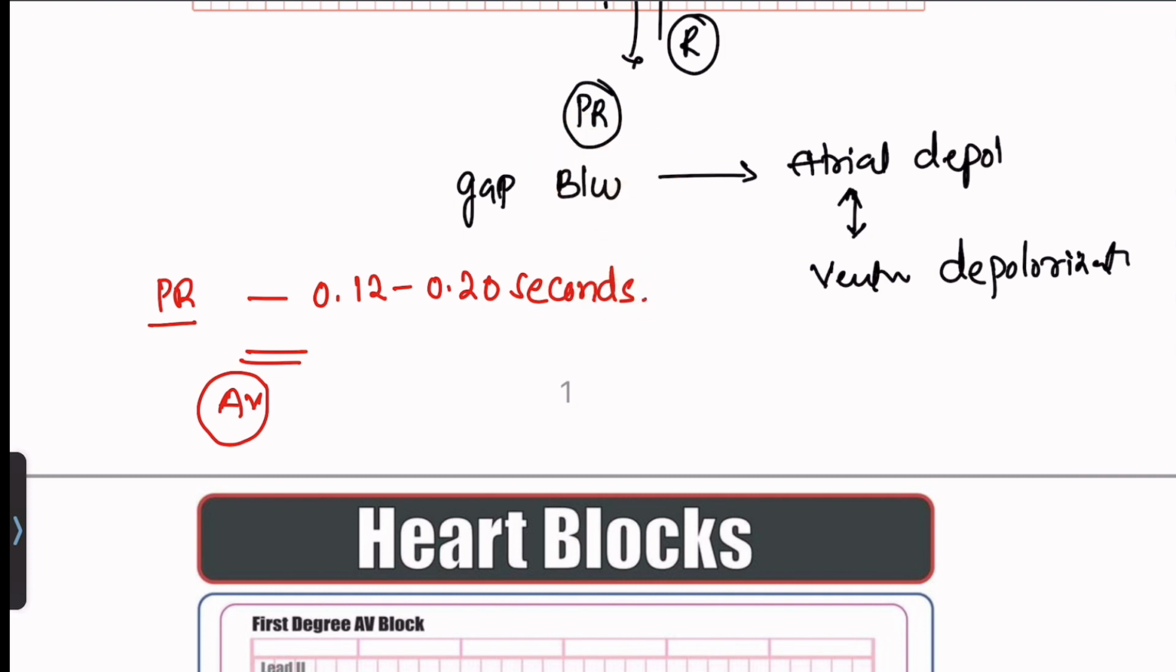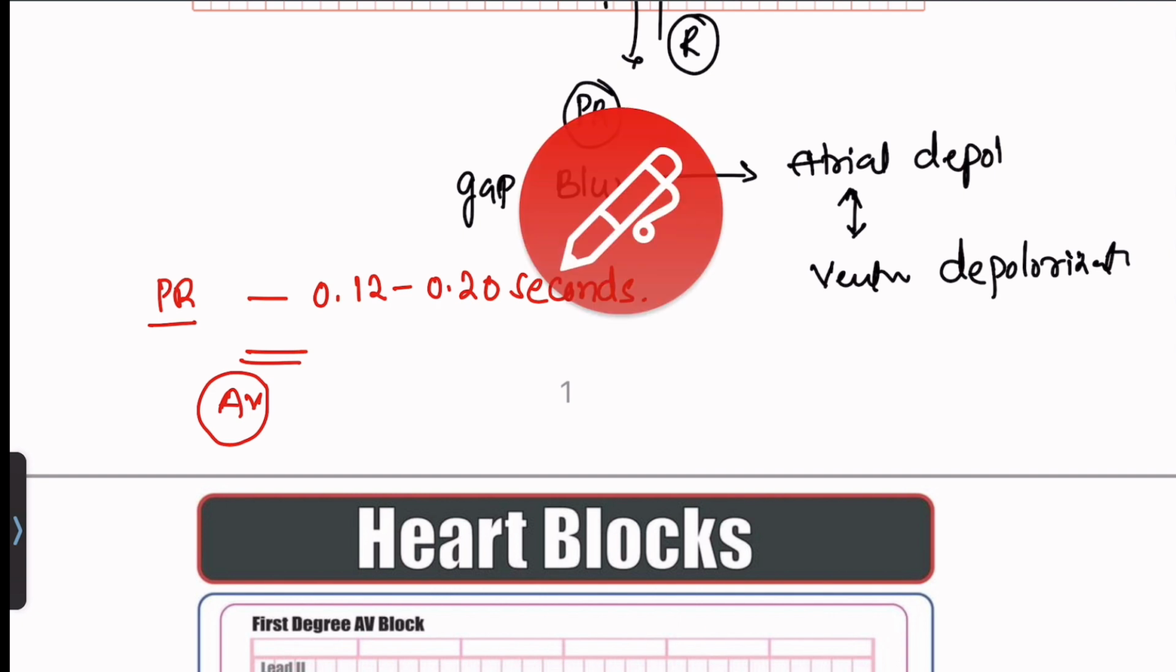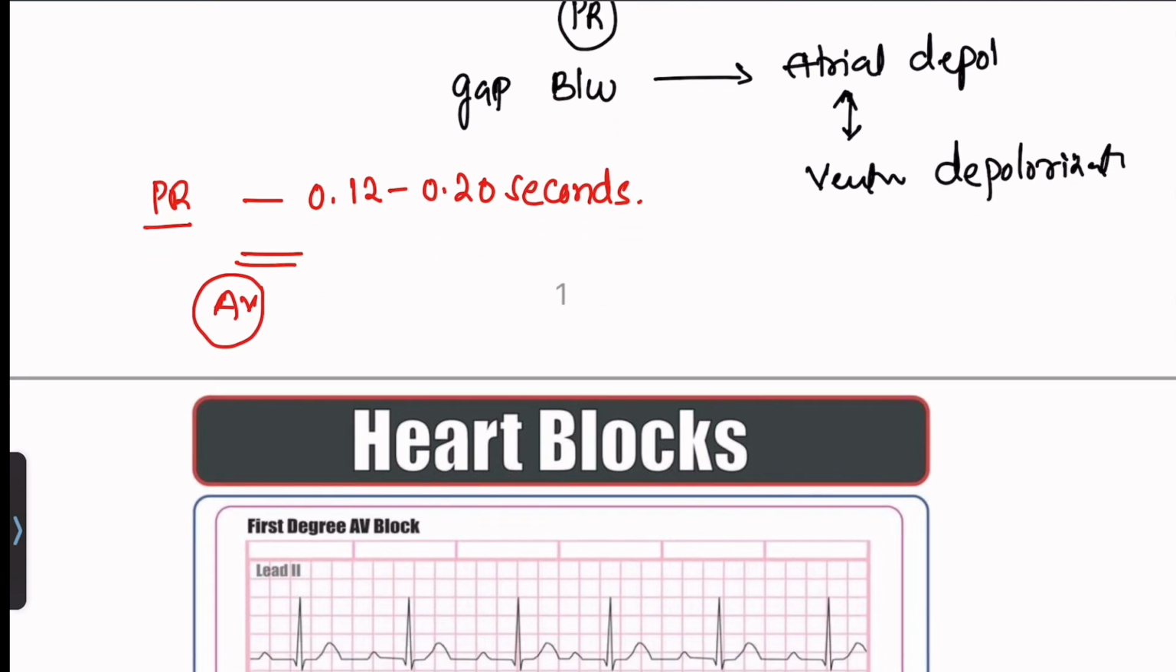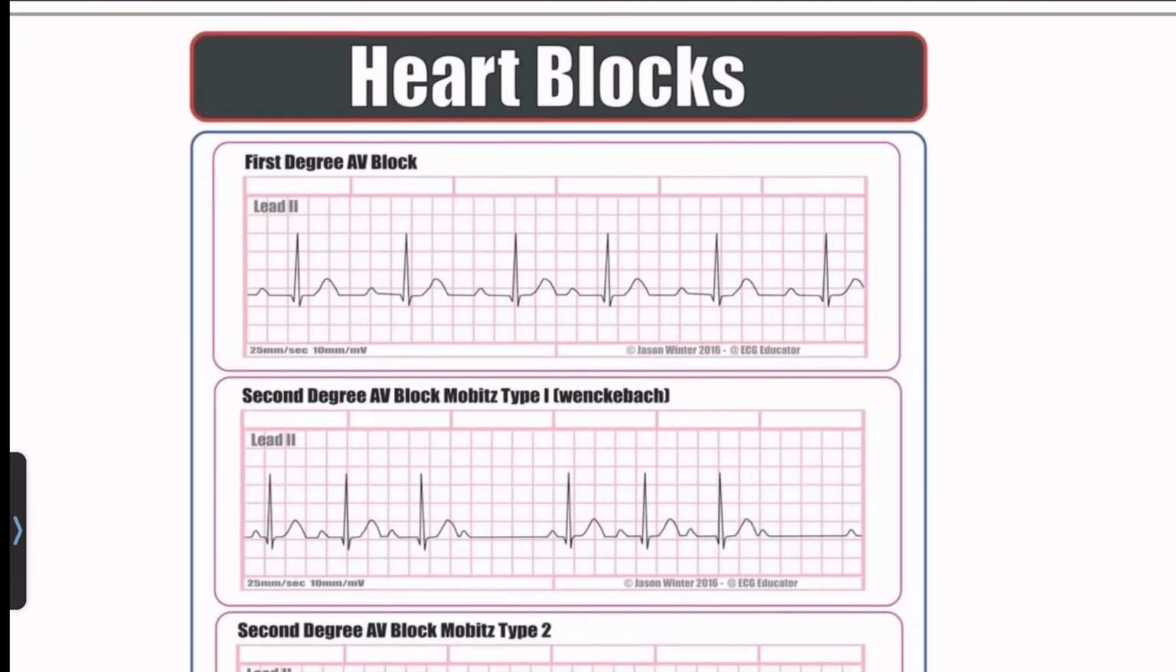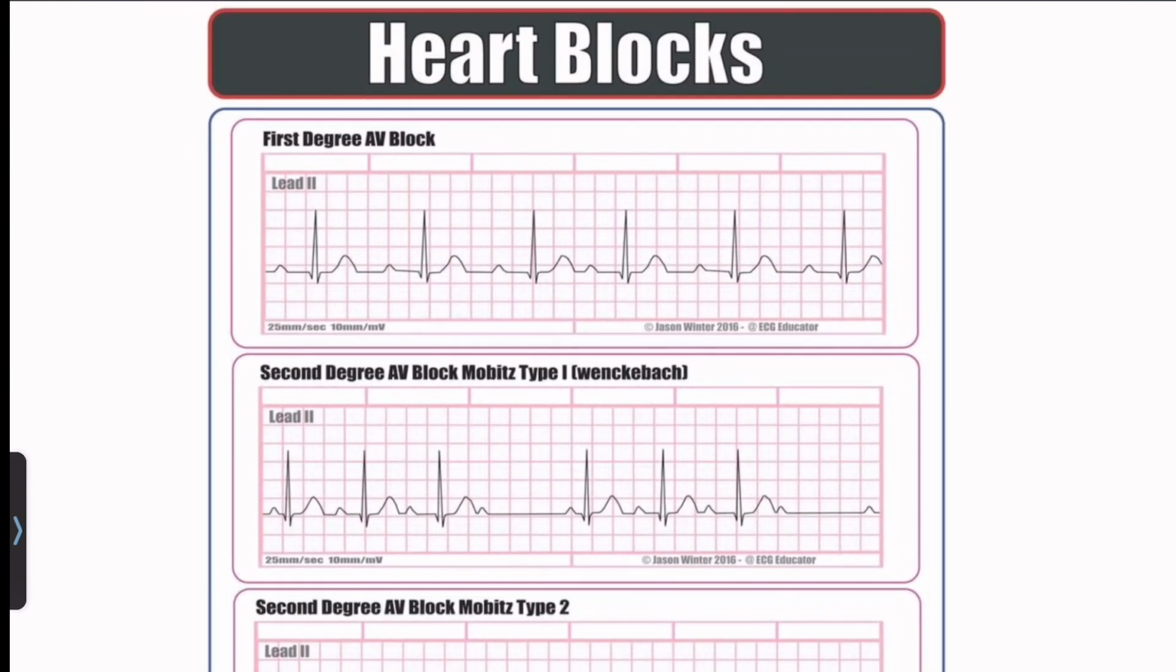So in AV blocks, based on the degree of block and type of block, there will be different types of changes that we can observe in the ECG. So the common finding is there will be a delay or prolonged PR interval. So let's see the ECG representation of different types of heart blocks.